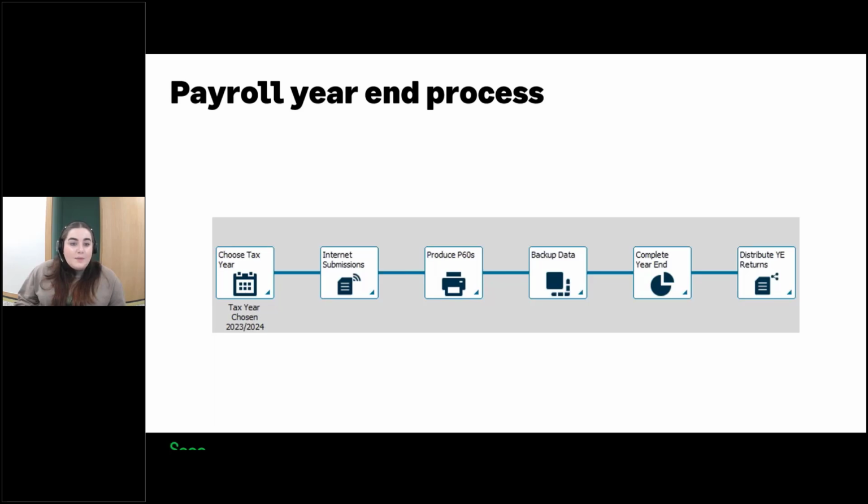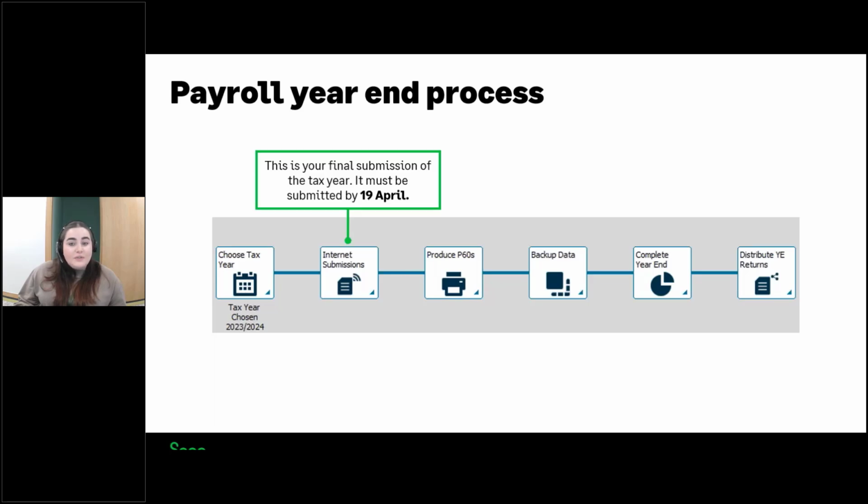Starting with choosing the tax year, which this year will be the 23-24 tax year, as that's the year that we're ending. Next step is your internet submission. So this is the final submission, which needs to be submitted by that deadline of the 19th of April. It's an employer payment summary, or EPS, but it is different to a normal EPS that you would submit if, for example, you were reclaiming parental payments.